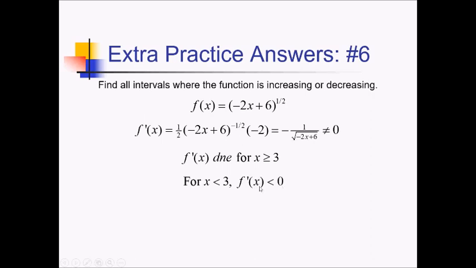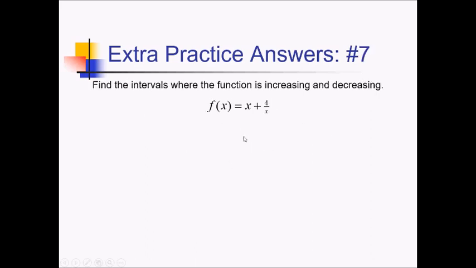Therefore, since f prime is always negative, we can't be increasing anywhere because f prime is never positive. But we are going to be decreasing for all the values to the left of 3. So from, we'll say, negative infinity to 3, that's going to be our one decreasing interval.